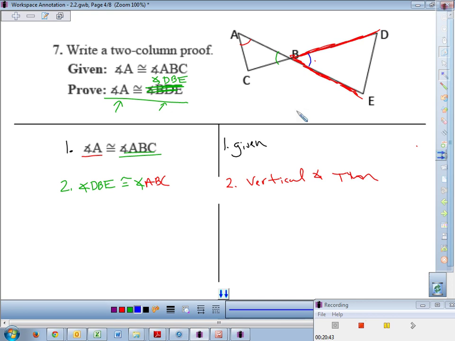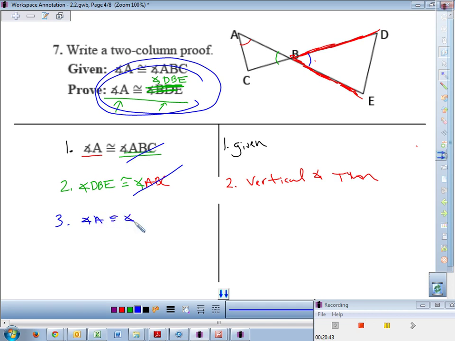Next thing. Now, do you notice that what we're trying to prove, we go back to what we want to prove, A the same as DBE. Don't they have the same amount of markings? That means that something can cross out. And what are we crossing out? Leftovers. Angle A is congruent to angle DBE. Transitive property of congruence says so.